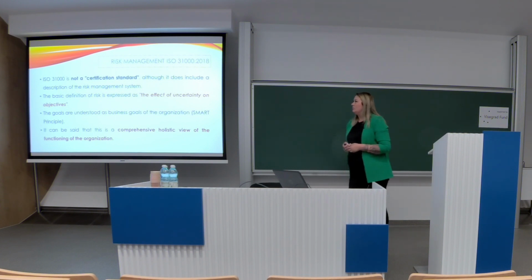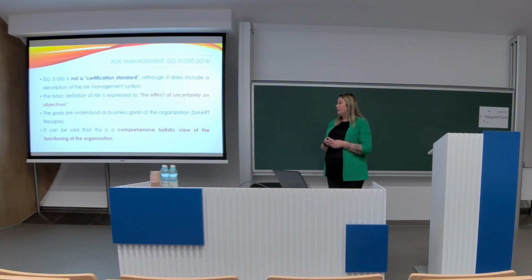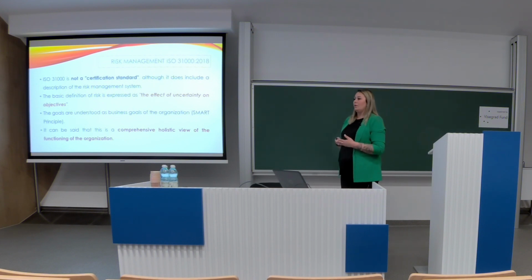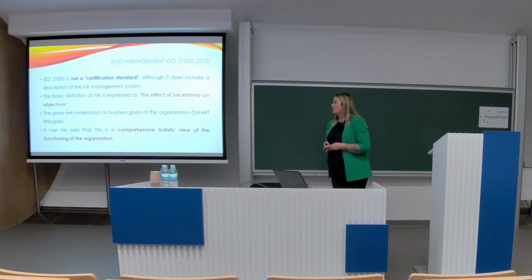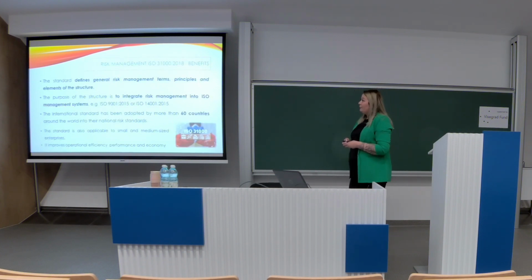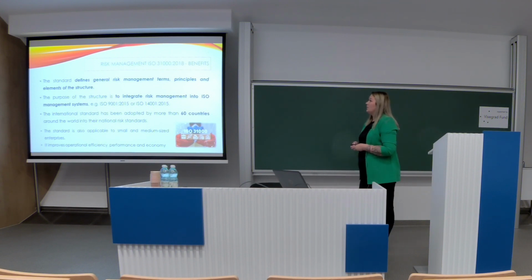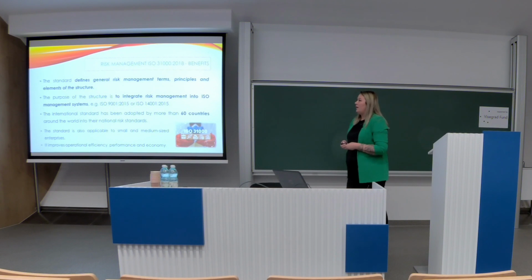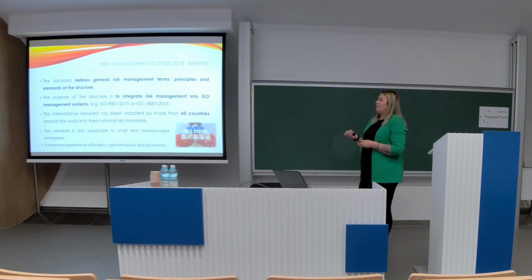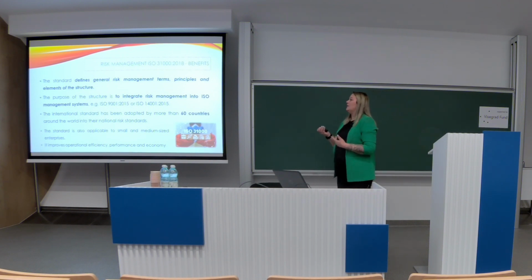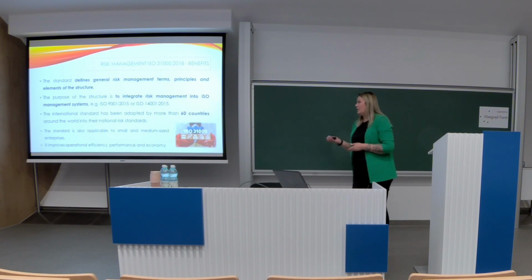Some information about the standard. However, it's not a certification standard. It is very useful for management systems, and it respects the SMART principle of the goals of the organization. We can say it's a comprehensive, holistic view of the functioning of the organization. Benefits from the standard ISO 31000:2018: this standard defines general risk management terms, principles, and elements of the structure, and is able to integrate risk management into ISO management systems. It's a very important thing.